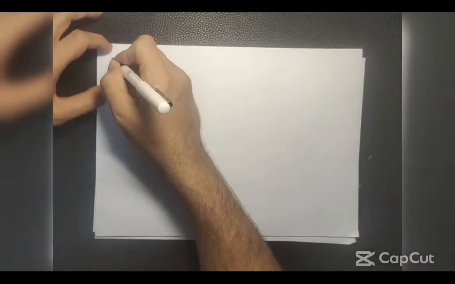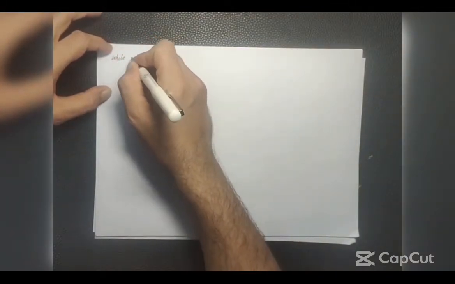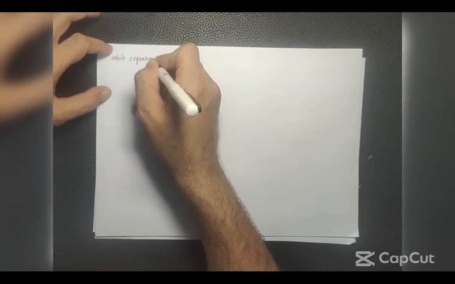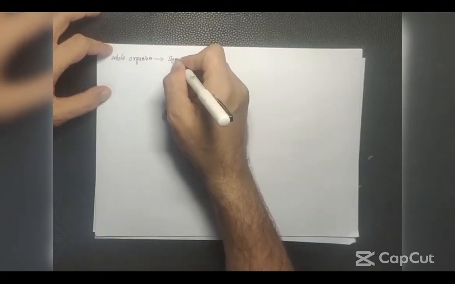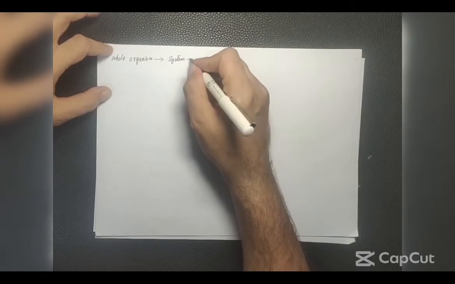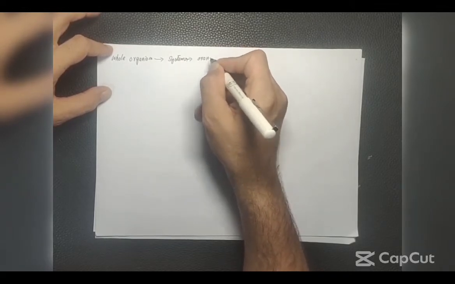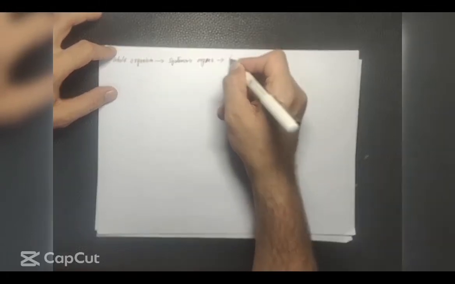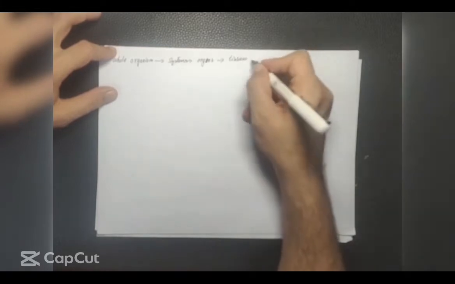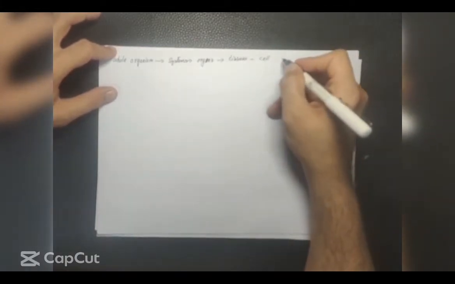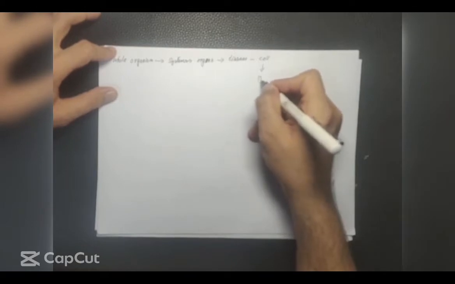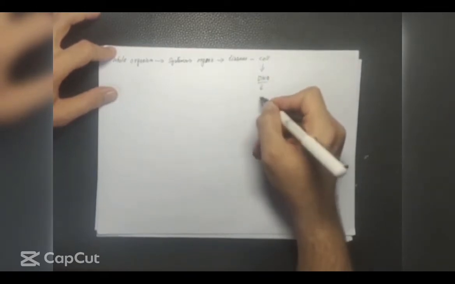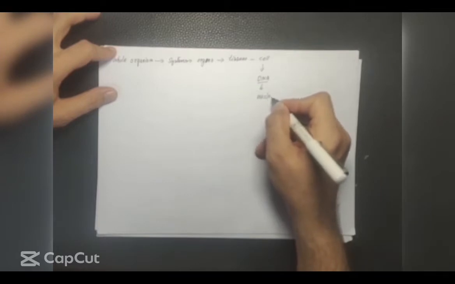Today our topic is nucleotide. What are nucleotides? Let's see. Whole organism, system, organs, tissue, and cell. Now the cell has DNA. DNA is made of nucleotides.